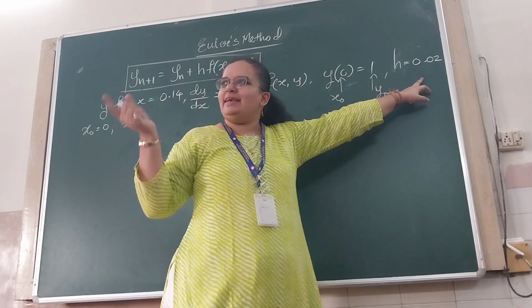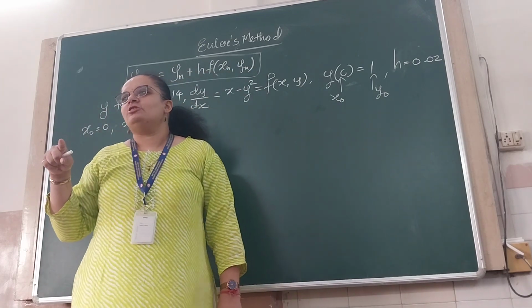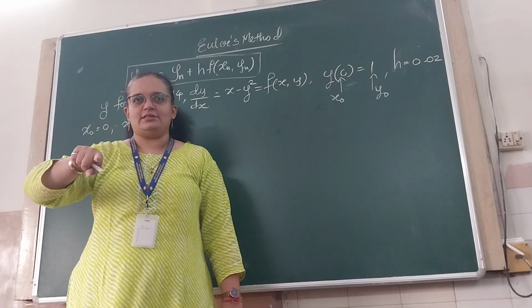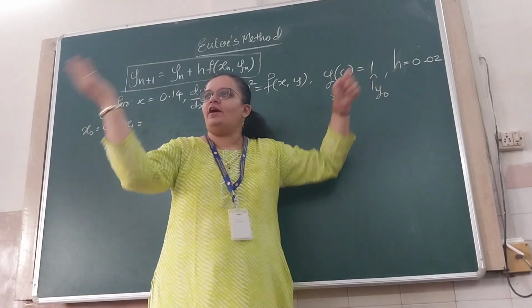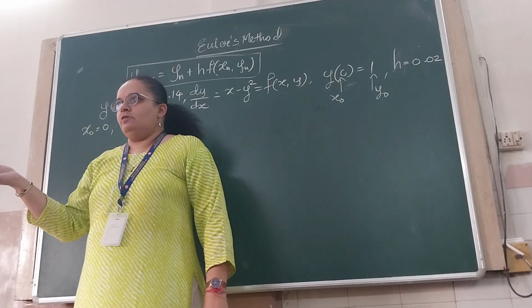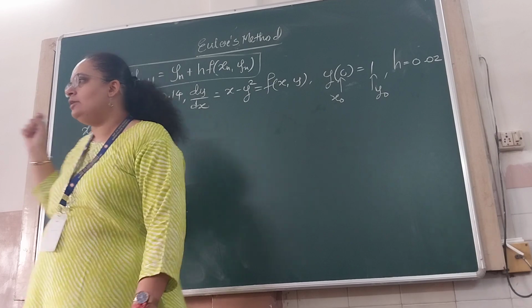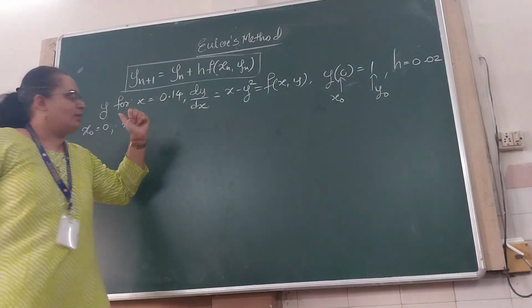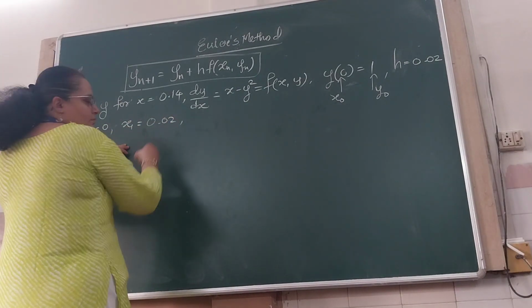Suppose we are given x values x0, x1, x2. So how do we find out h? The difference, x1 minus x0, x2 minus x1, like that. Now we are given h and want to find in reverse. We know x0 and want to find x1, x2, x3. So we will add that h value to the x value. So 0 plus 0.02 is 0.02.